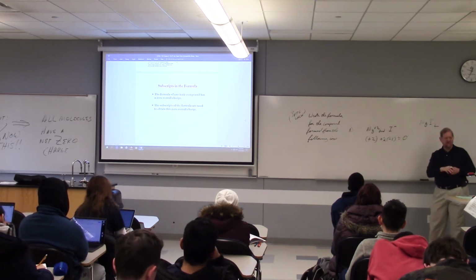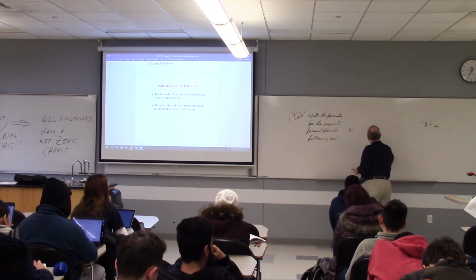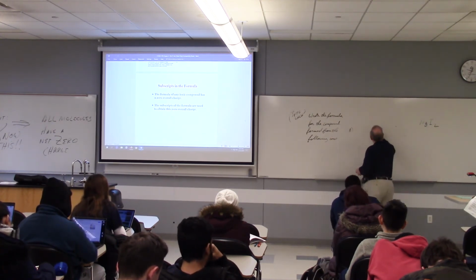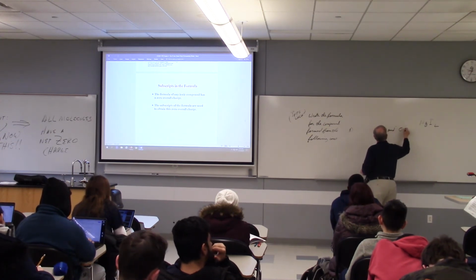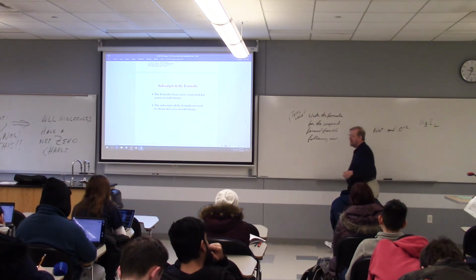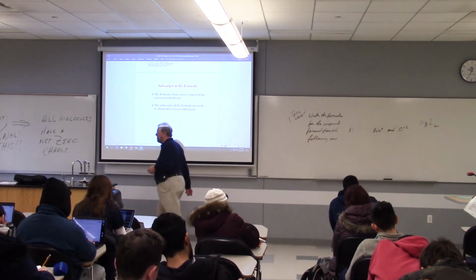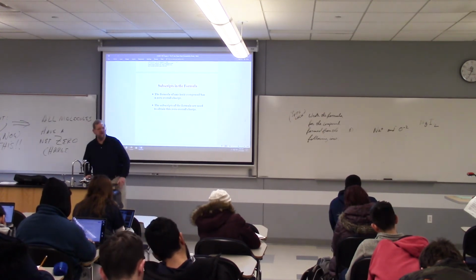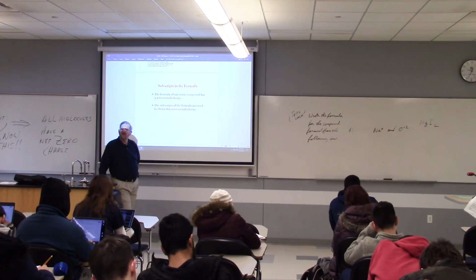Oh, let's do another one. These are fun. Try this one. Write the formula for the compound that's made up of sodium plus ions and oxygen minus 2 ions.